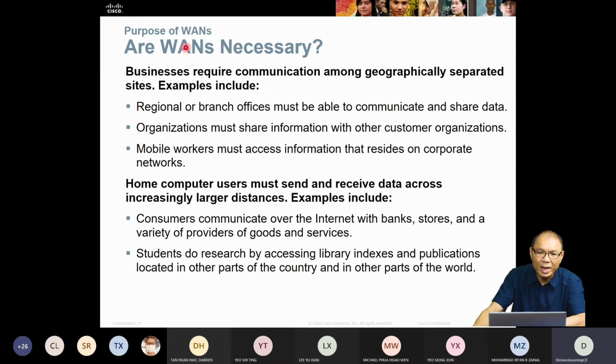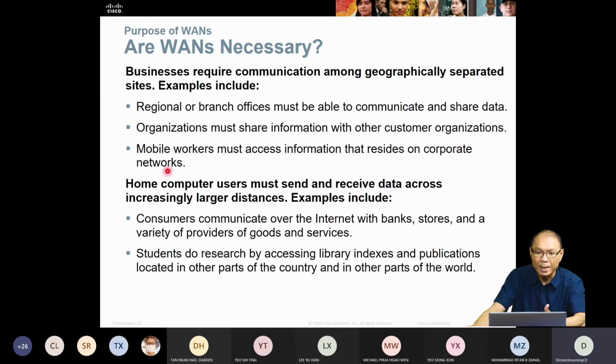So why are WANs necessary, or why are wide area networks necessary? Okay, one simple reason is that businesses would like to communicate among each other, and the businesses are not located in one particular location only. Businesses are separated around the globe. So you have branch offices, regional offices, HQ offices, and so on. We want to be able to communicate and share data. And also, organizations want to share information with other customer organizations as well.